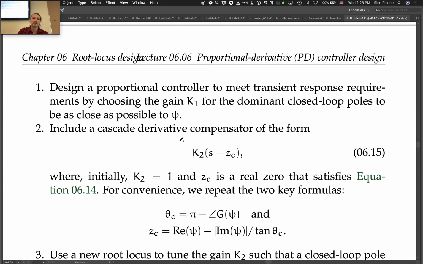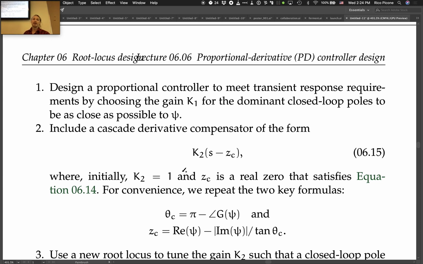So step 1, design a proportional controller to meet transient response requirements by choosing a gain, K1, the dominant closed loop poles to be as close as possible to psi. So you try to do it with just proportional control, right? And assuming that we're going to be doing PD control, we're probably not going to be able to get there, right? If you can get there using proportional control, you don't need to have a derivative compensator.